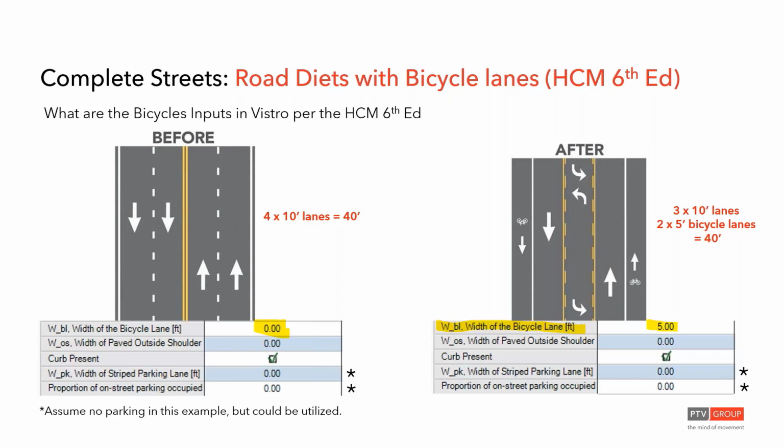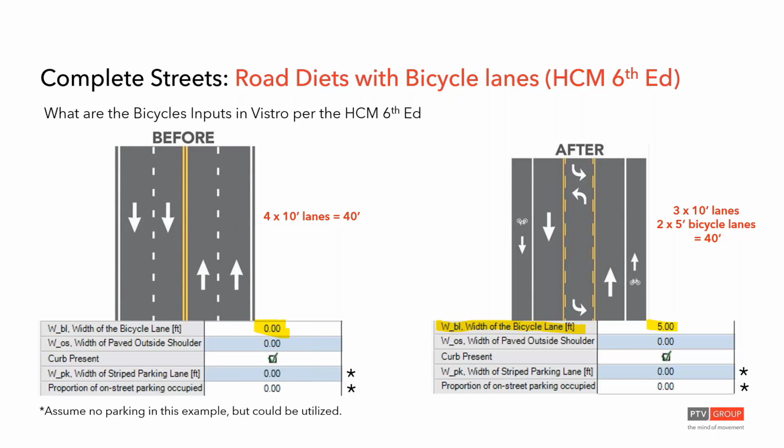In this example, we're assuming we don't have any outside shoulders, but if you did have an outside shoulder within your configuration, the reason for this input is that's most likely where the bicyclist would be riding if it was large enough, or at least they would feel more comfortable. And then there's an option for curb.